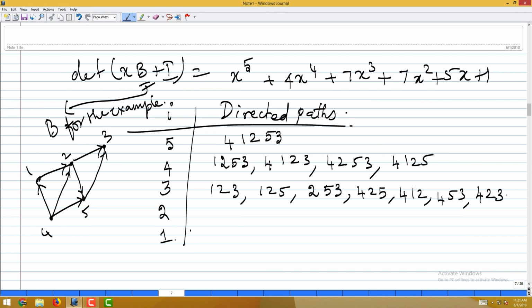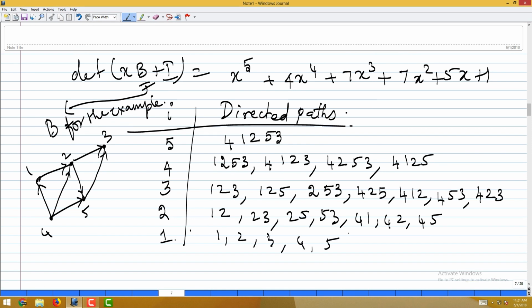Now, on 2 vertices, there are 7 edges. So, only those things will have to form. So, you can immediately write 1, 2; 2, 3; 2, 5; 5, 3; 4, 1; 4, 2; 4, 5, right. And what about on one vertex? It is just a singleton vertex, right. So, you can just pull that out: 1, 2, 3, 4, 5. When we say on one vertex, there is no path, but there is a vertex there, right. Okay. So, this kind of matches up with the theorem.